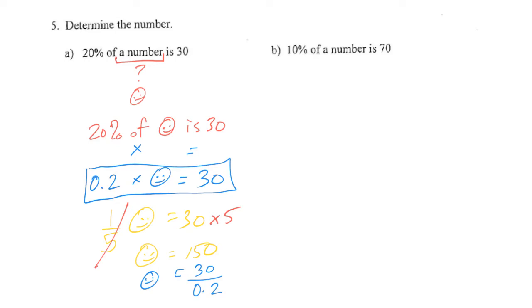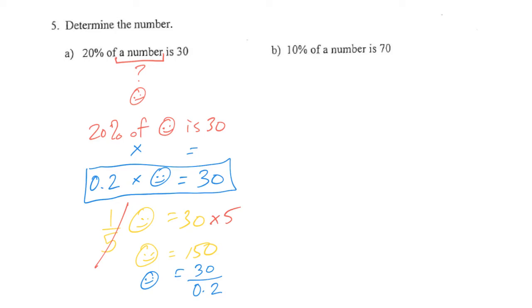And what's 30 divided by 0.2? There's your 150. Okay, you guys have the means to get there. So take a look at B. B should actually be even more direct just because I gave you 10%.